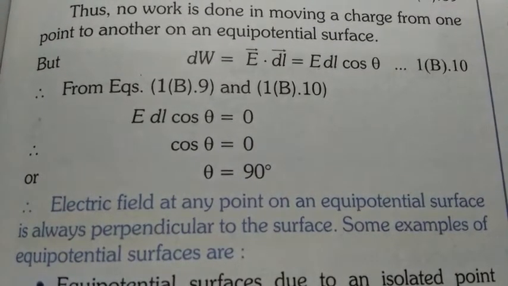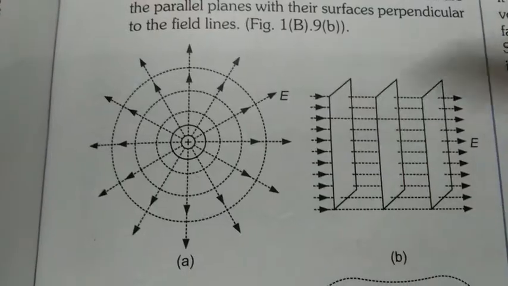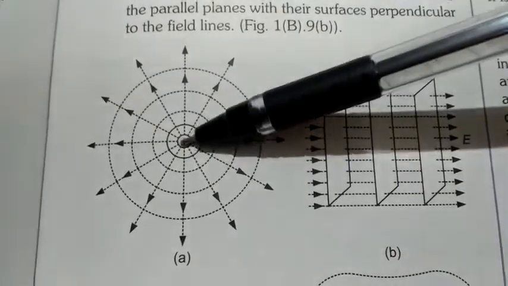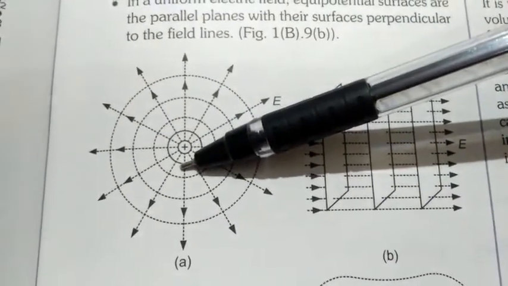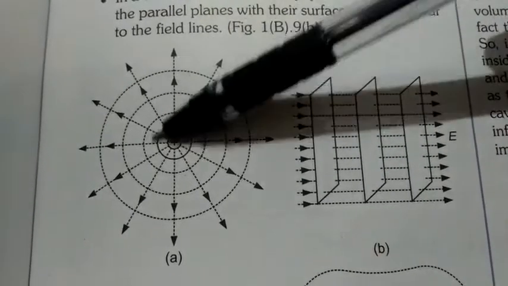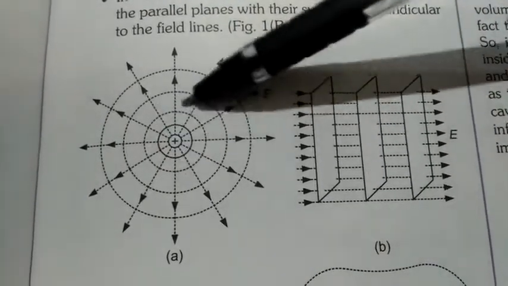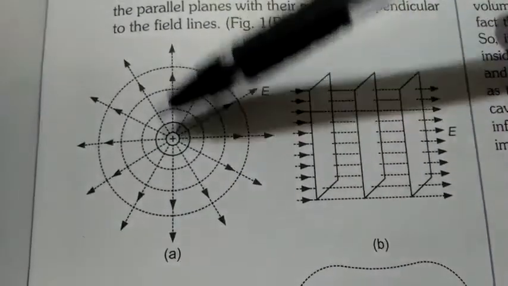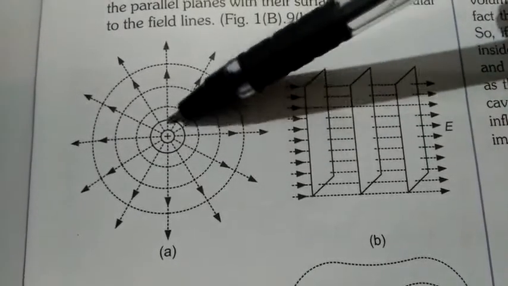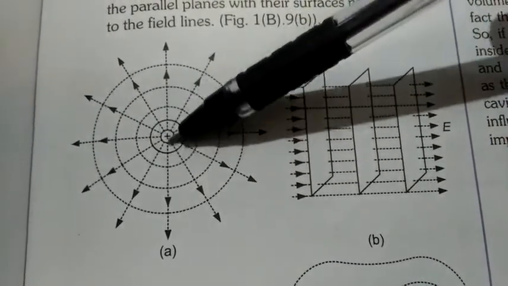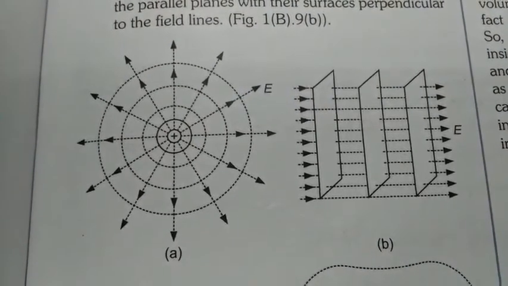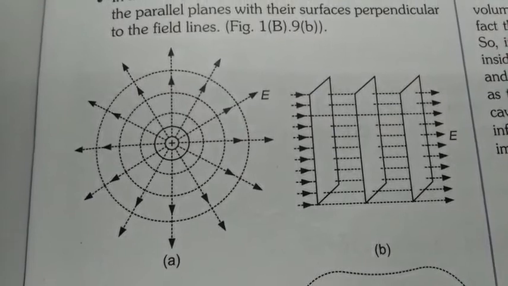Now some examples of equipotential surfaces. Here in figure A, you can see the surface because of one point charge. This is one single point charge. Because of this isolated point charge, here is one equipotential surface in which you can see concentric circles. Concentric circles means the center of these circles is the same. Their radii are different but their center is the same. So these are the concentric circles with the charge at their center.